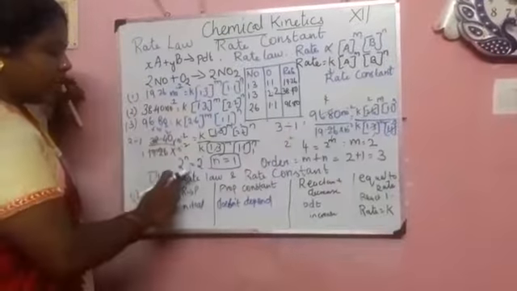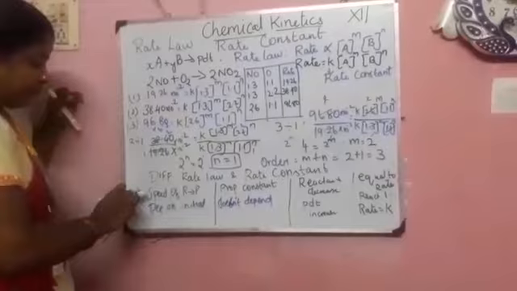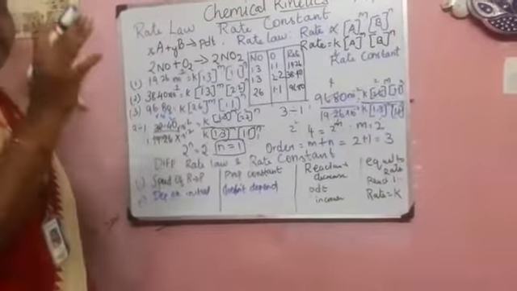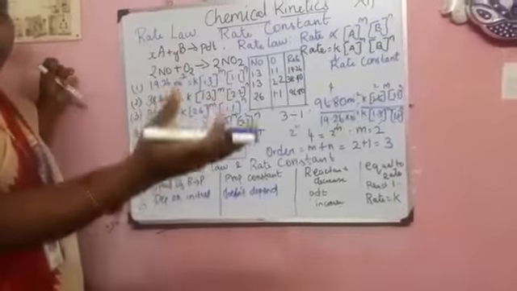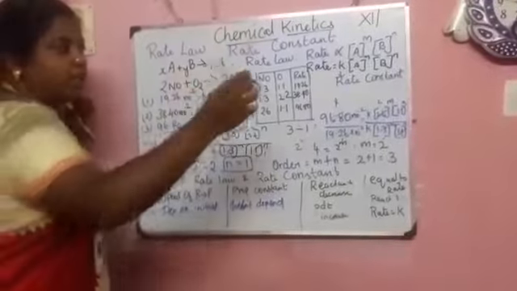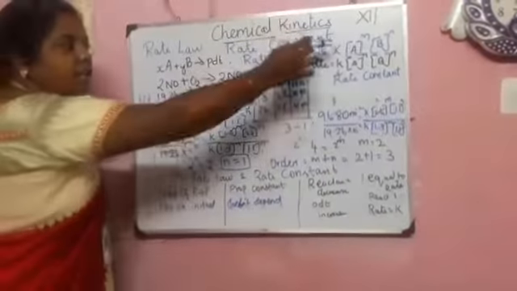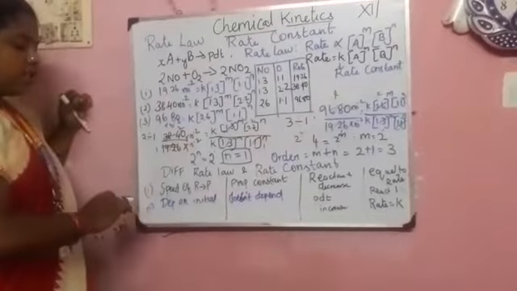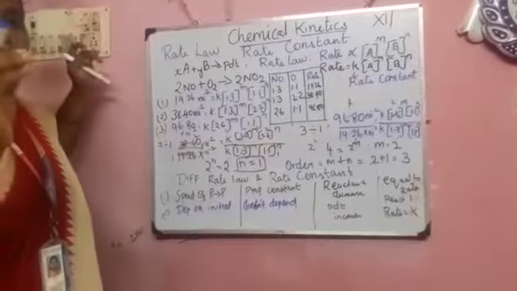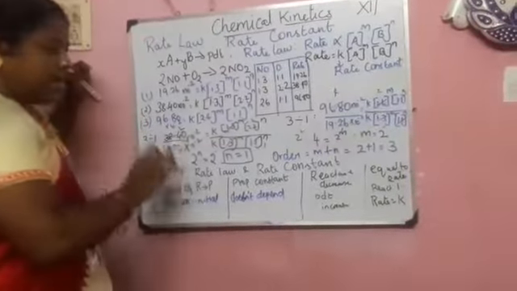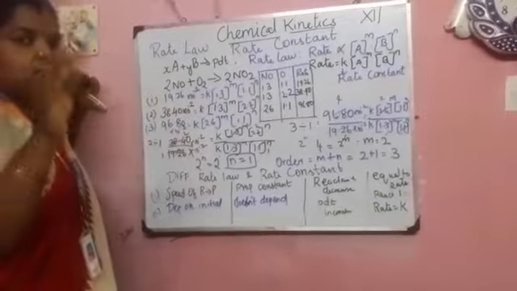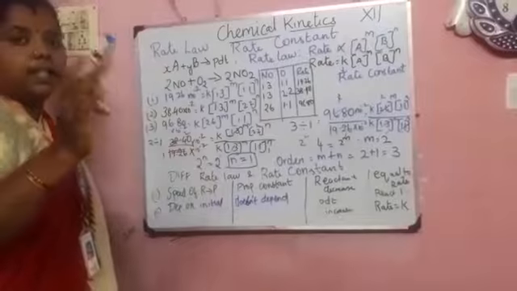And next, the difference between the rate law and the rate constant. First, the rate law determines the speed at which the reactant forms the product. The speed is calculated in the rate law. And the rate constant is always told to be just a proportionality constant. Second point: the rate law depends on the initial concentration, because for the reactant to form a product, the initial concentration must be taken. But the proportionality constant should not depend on the initial concentration.